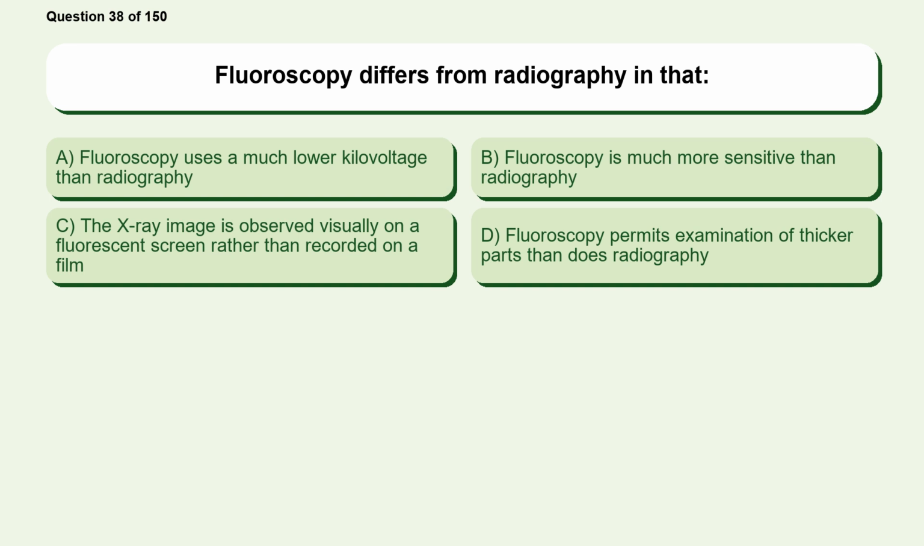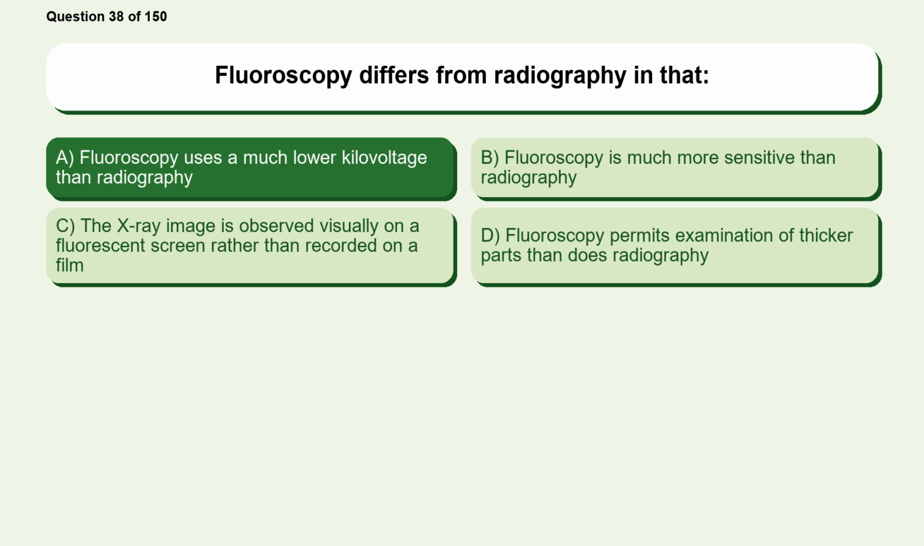Question 38. Fluoroscopy differs from radiography in that Option A, fluoroscopy uses a much lower kilovoltage than radiography. Option B, fluoroscopy is much more sensitive than radiography. Option C, the X-ray image is observed visually on a fluorescent screen rather than recorded on a film. Option D, fluoroscopy permits examination of thicker parts than does radiography. The correct answer is option A.